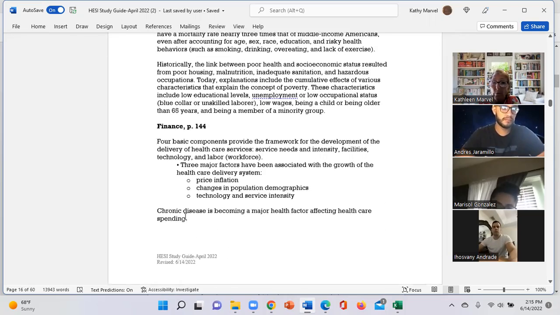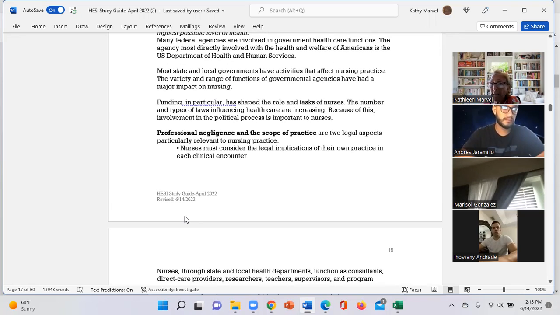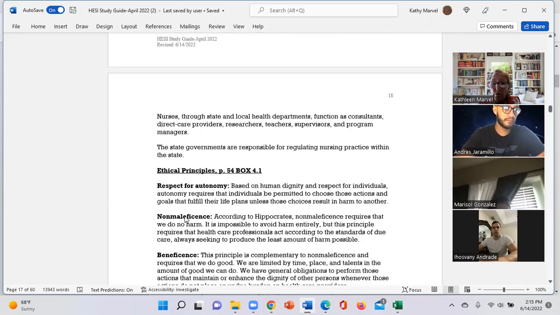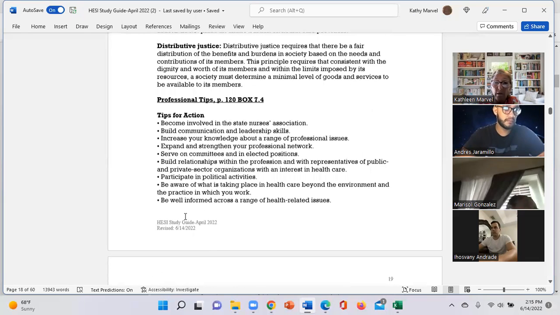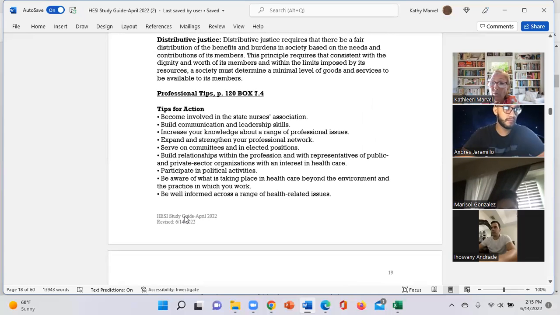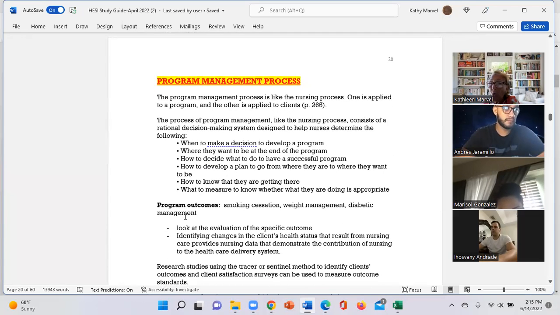What is our role? Remember, we talked about financial, legal, and ethical issues, and professional negligence. What is our role in all of that? This goes through and explains all that. What is our role with regards to using our ethical principles? Here are your 4 ethical principles, and we need to understand those. Lastly, some professional tips: what are some actions we can take as nurses in our roles and how can we contribute? Next section was program management.